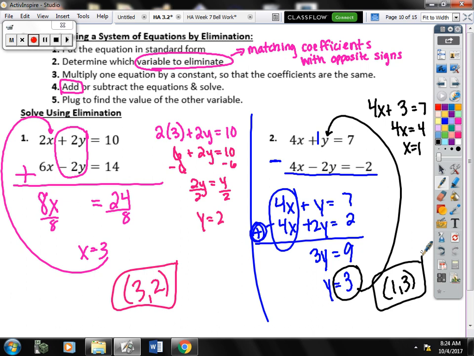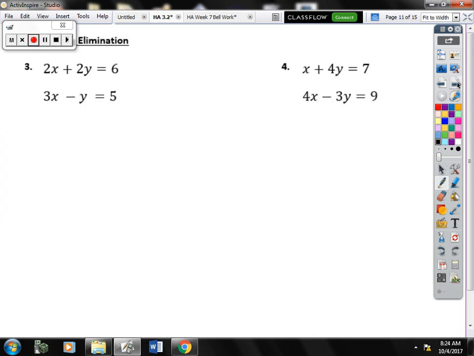So these ones were easy because they already had matching coefficients. The next few are not going to have matching coefficients, so you have to make them become matching. And there's more than one way to do it. Some students will say, oh, I'm going to make these both into 6s. I'm going to multiply this one by 3 and this one by 2. Others of you would notice that I could just multiply this one by 2 to make it match.